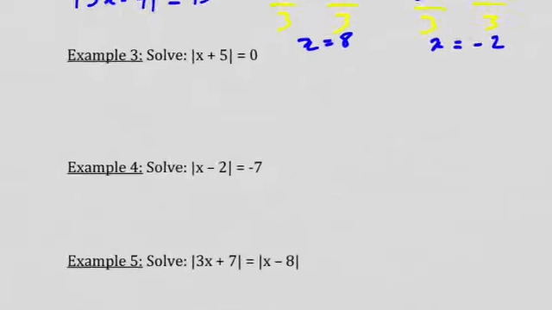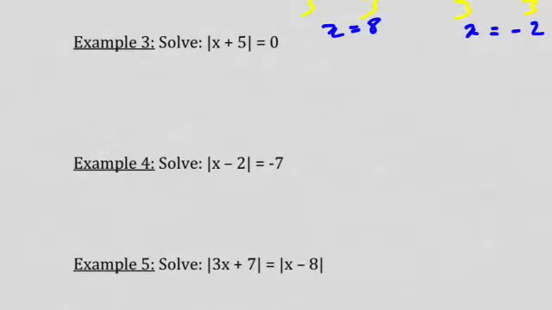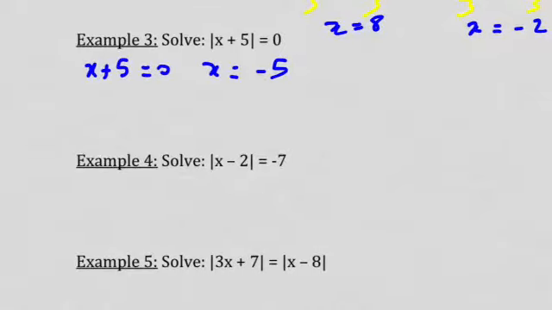Let's try to look at example number 3. Example number 3 is very simple because what you have is basically x plus 5 equals 0. So x equal negative 5. Okay? There is no reason for you to write x plus 5 equals 0 and x plus 5 equal negative 0. Negative 0 is 0.